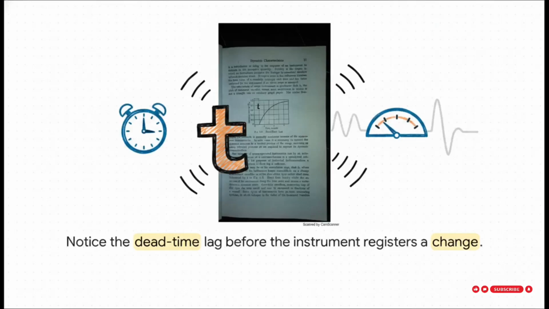Which brings us to the concept of dead time lag. When we map this out, you'll see a specific gap, a pure delay, labeled T. During this time, the instrument is essentially just waiting for a physical reaction to happen. The process itself has already changed, but during this dead time, the needle hasn't even started to twitch yet.